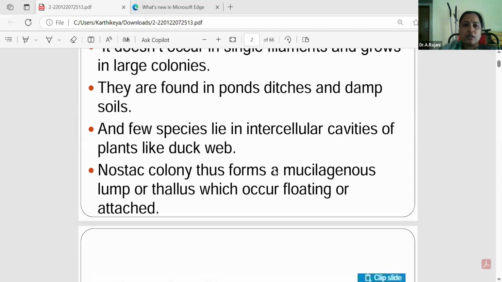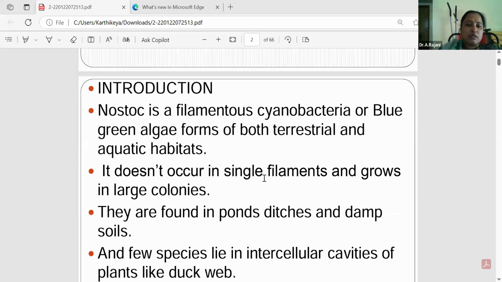structure and habitat. Coming to the introduction: the Nostoc thalli are present in the form of a colony. You know what a colony is? These things we already discussed under thallus organization. The thallus of Nostoc forms a colony. Nostoc is a filamentous cyanobacterium, or blue-green alga, found in both terrestrial and aquatic habitats. What type of habitat is there? Terrestrial algae, aquatic algae, and freshwater algae also.